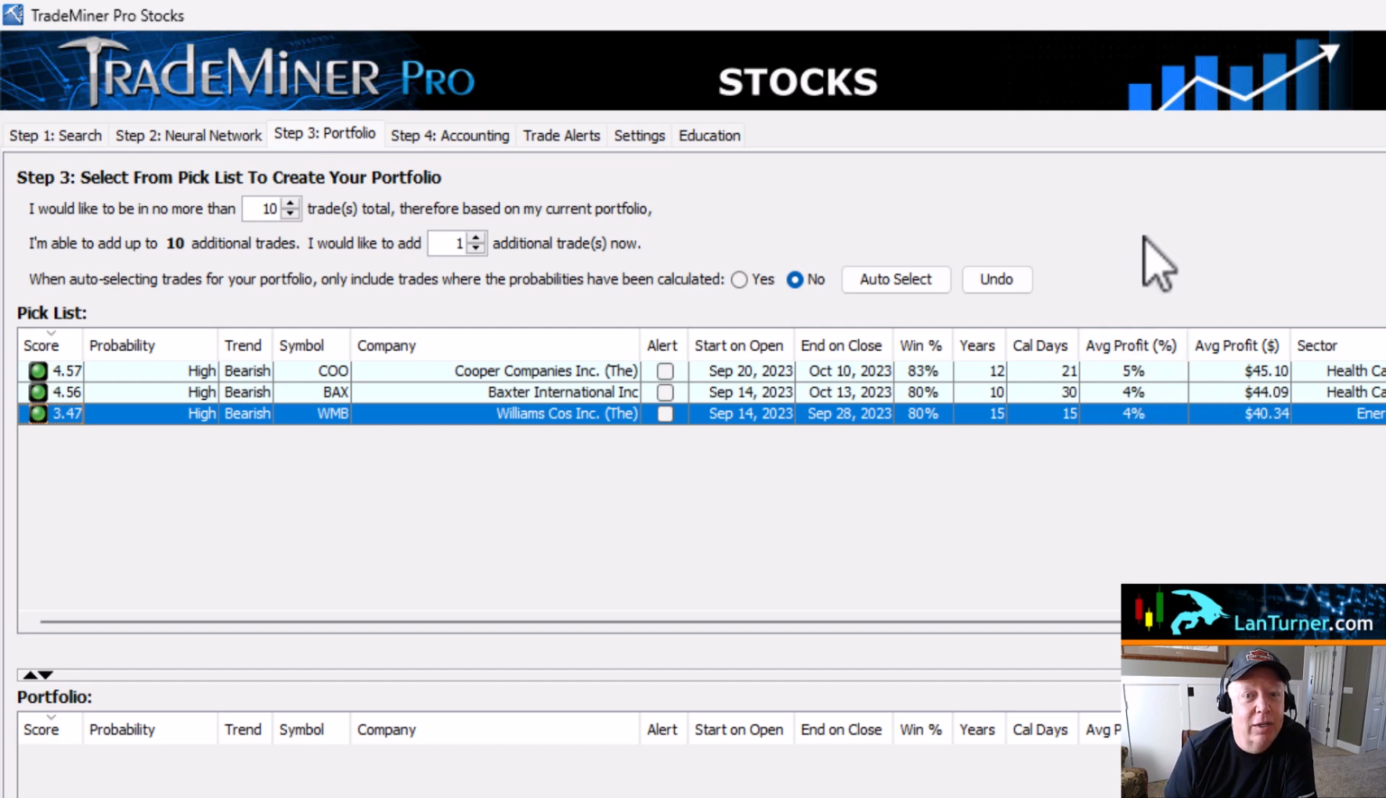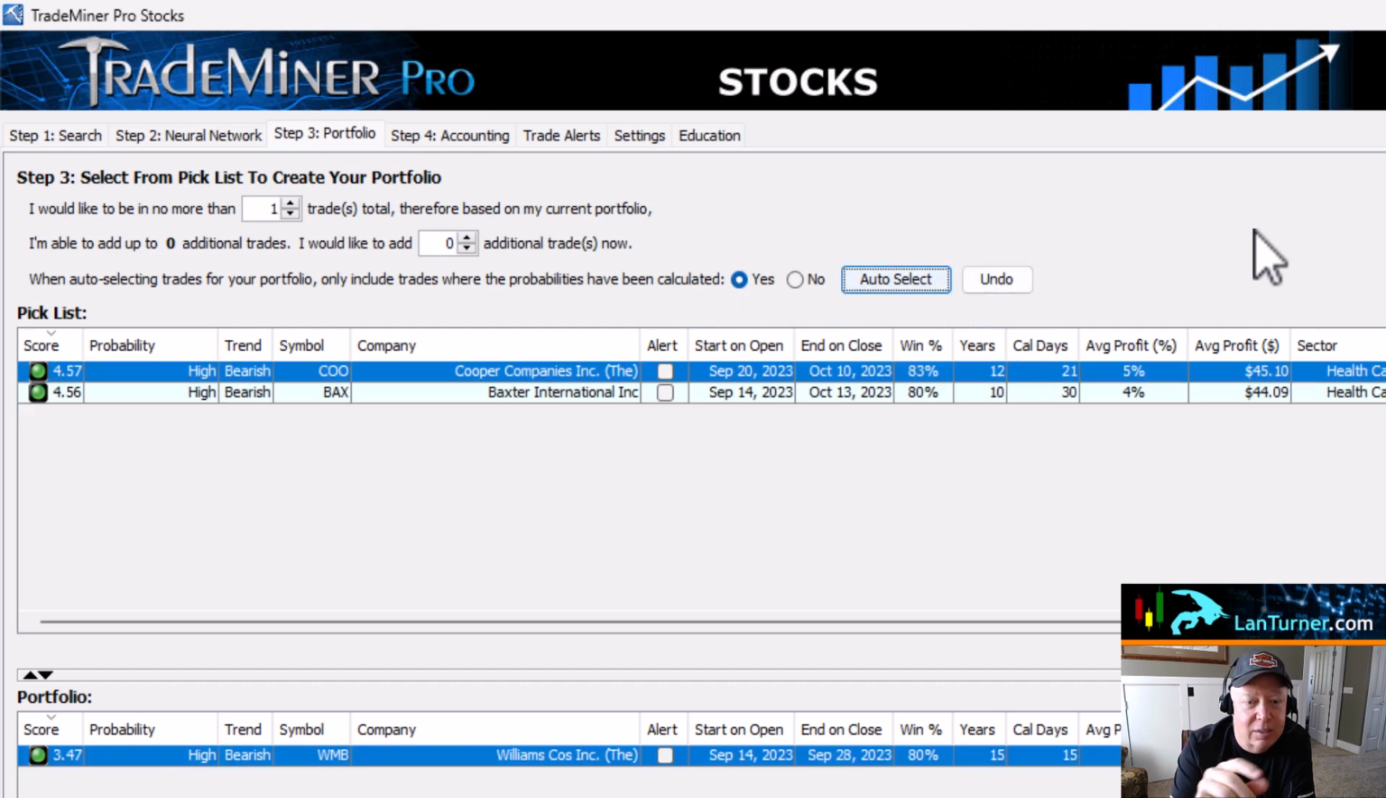All right, so now I'm going to have the AI system, once again in TradeMiner, select from this pick list. I want it to tell me which one it thinks is number one, then number two, and then number three. I would like to be in no more than, and I'm going to change this all the way down to one, one trade total. Based on my current portfolio, I'm able to add up to one additional trade, so I would like to add one trade right now. When auto-selecting trades for your portfolio, only include trades where the probabilities have been calculated. We're going to say yes, doesn't matter, because they've all been calculated. So now we're going to say auto-select.